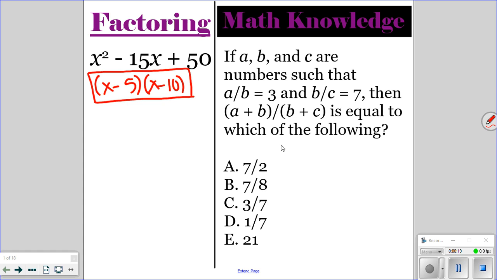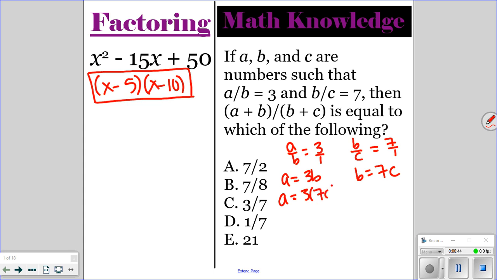For the math knowledge question, it tells us that a over b equals 3. So if I cross multiply, a has to equal 3 times b. Likewise, it tells us that b over c equals 7. So if I cross multiply, b would equal 7c. So if b equals 7c, I can plug that in here to get that a equals 21c. And so that puts both a and b in terms of c.